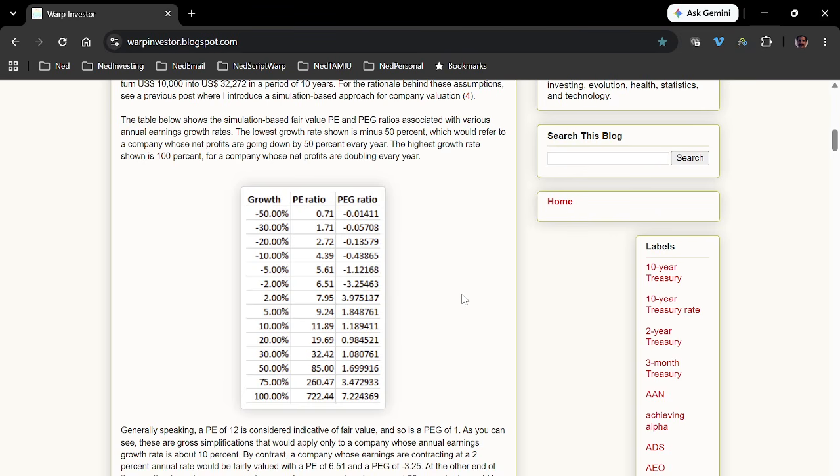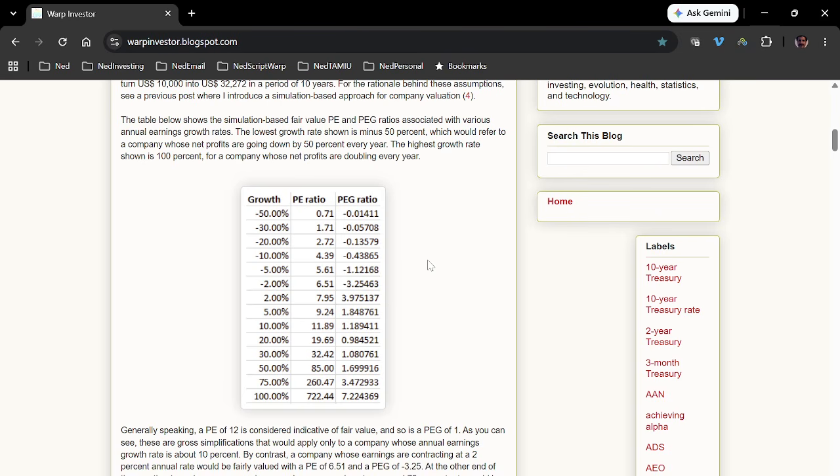Now, when you have other, odd things like this one, for example, if the expected growth in the stock is minus 10% in the next 5 years or so, so this is a company that is experiencing a decrease in earnings for the next 5 years or so, then an inexpensive or appropriate PE ratio would be 4.39, and the PEG ratio would be negative 0.43.